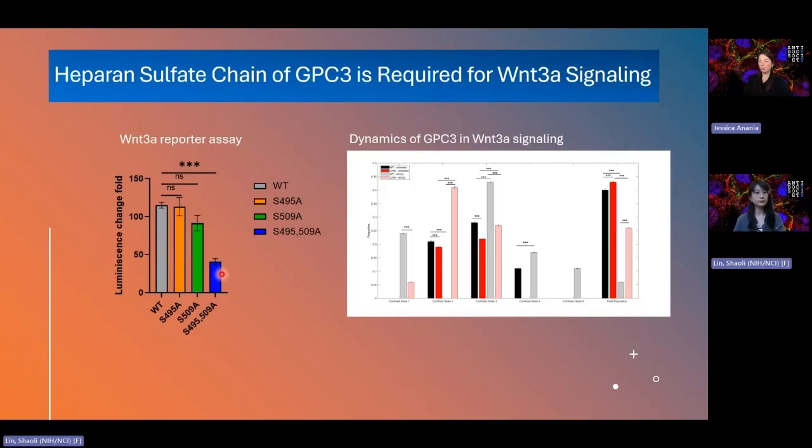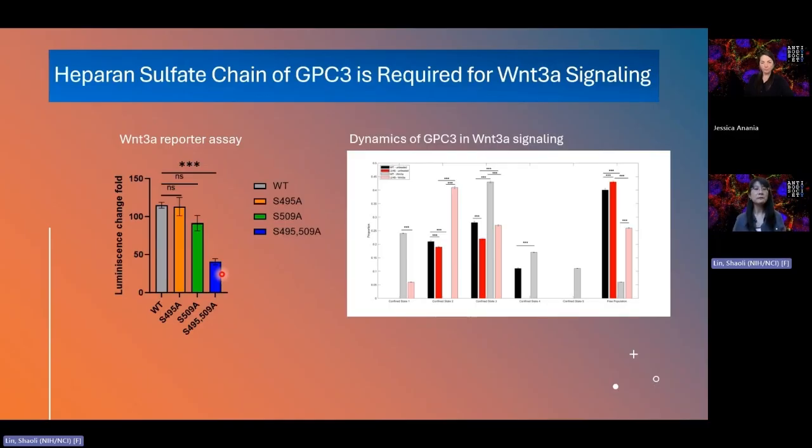So the two may be providing redundancy for each other, but we just require something there, even if it's just one. Yeah. So I think these two chains may have similar roles. Yes. For recruiting Wnt3A or forming the complex.